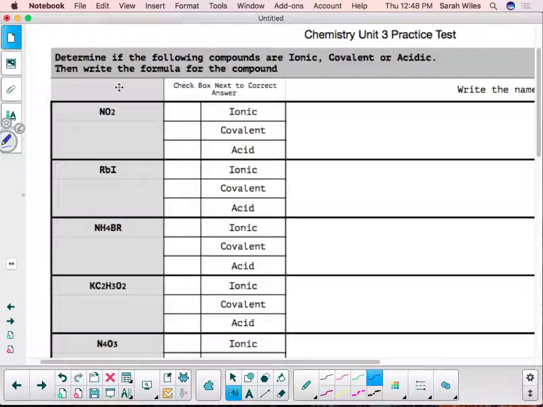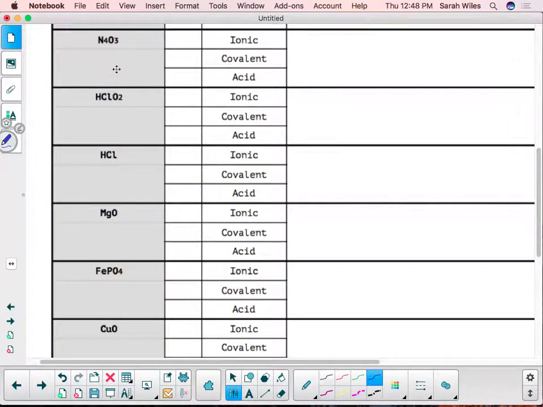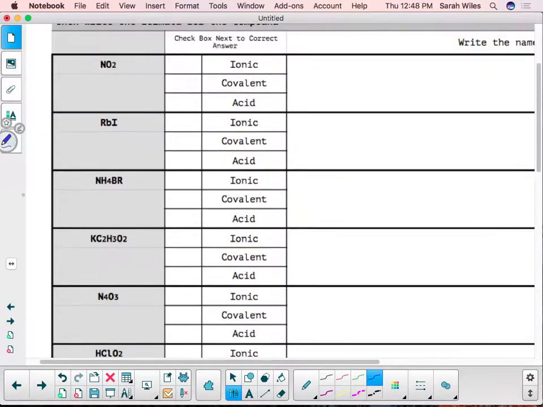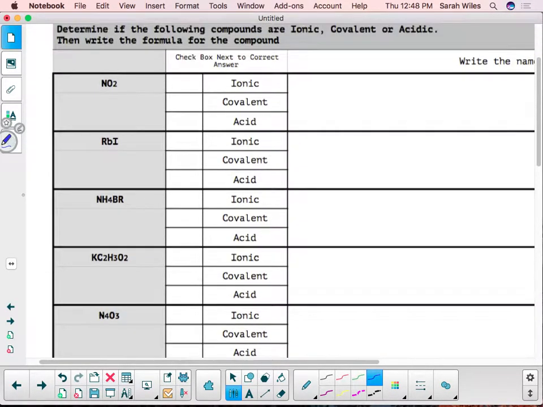And the easy ones are the H because they are acids. So I'm going to go ahead and knock out my acids. Starts with an H, acid. Starts with an H, acid. Looking if there's any more. No more acids. So now we're going to go and sort covalent versus ionic.